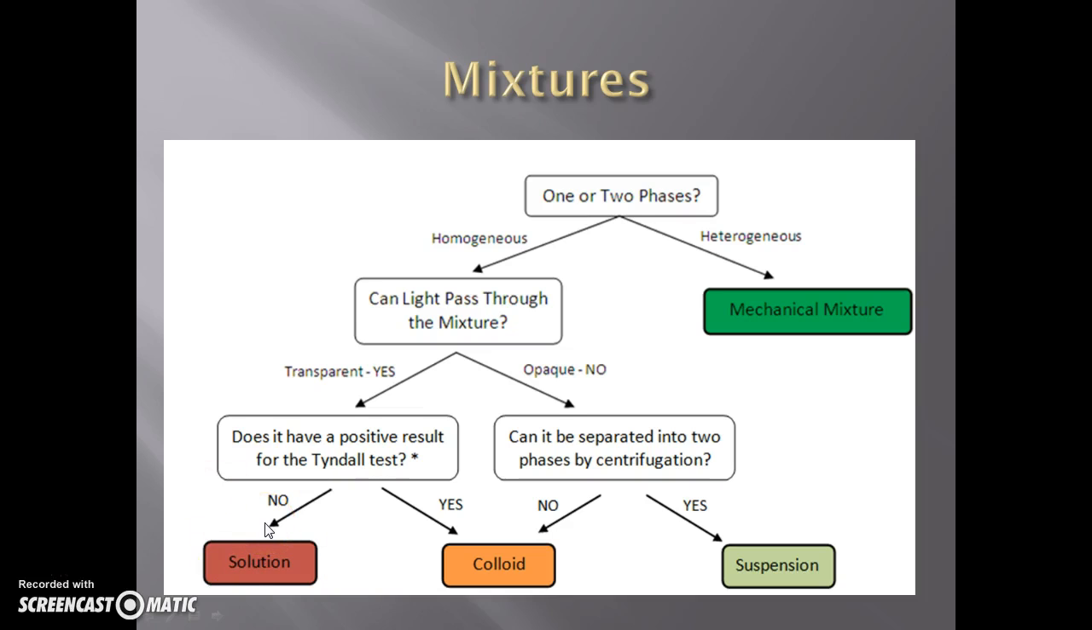Now, sometimes, and you may remember this from grade 9, we also consider colloids, and we do this test called the Tyndall test, which tests for scattering of light. If it has a positive result for a Tyndall test, we consider it a colloid. But generally, if you have a homogeneous mixture that's transparent, it's often a solution. On the other hand, if you have a homogeneous mixture and it's opaque and light cannot pass through it, it's often a suspension. It can again also be a colloid if it cannot be separated by centrifugation.